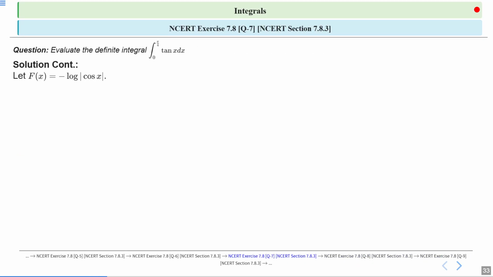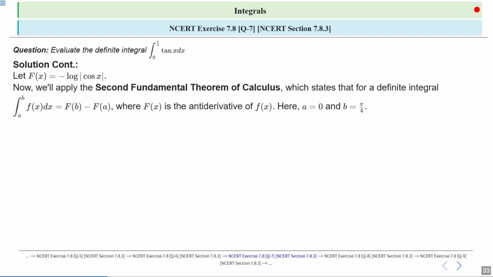So capital F(x) is minus log cos x. Now we apply the second fundamental theorem, which states that the definite integral is equal to the antiderivative at the upper limit minus the antiderivative at the lower limit. Here the upper limit is pi by 4 and the lower limit is 0. So I is equal to F at pi by 4 minus F at 0.